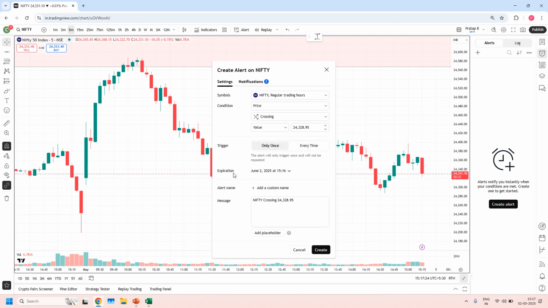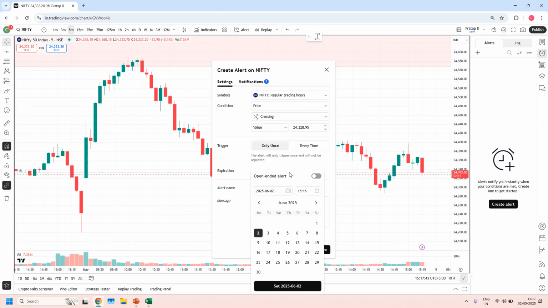When should it expire? If you are doing intraday, keep the end of the day expiration. Because trading view gives you a limited number of alerts. If you cross that limit, you can't use alerts. That's why always try to delete the alerts or make them expire. If you are an intraday trader, keep end of the day. See, today is the second, so I am selecting that. This is the date. Whichever day you want, select that day. So now we selected the second.